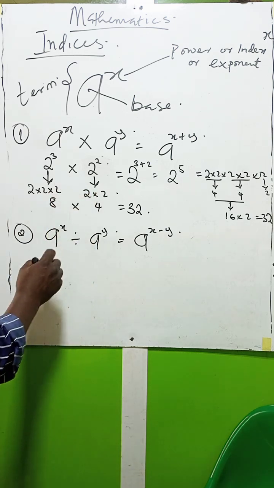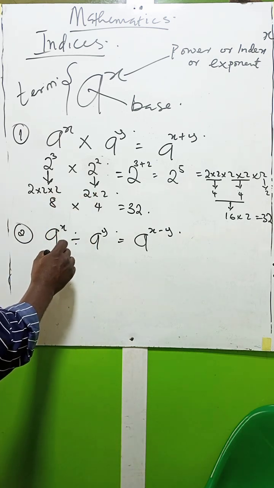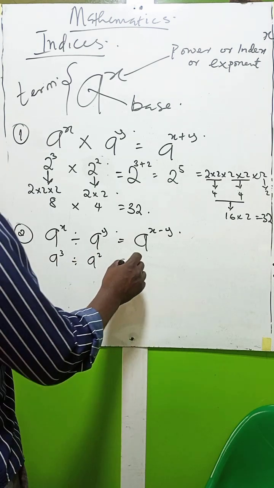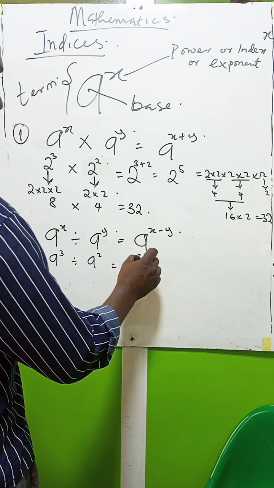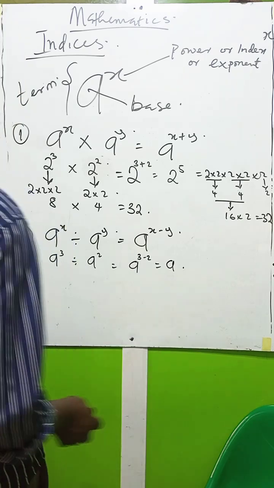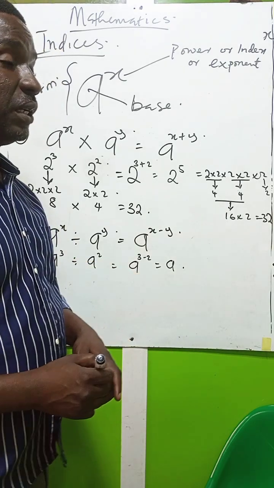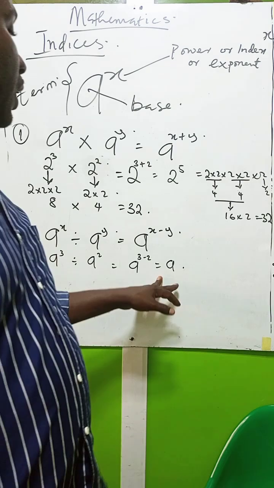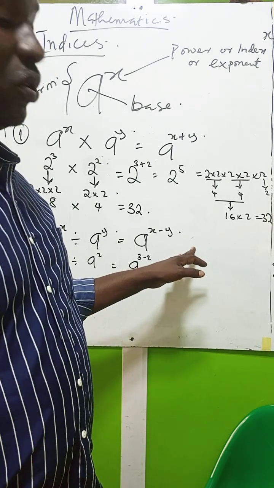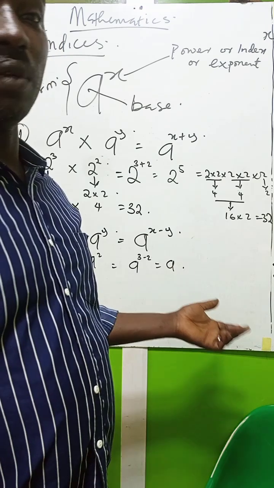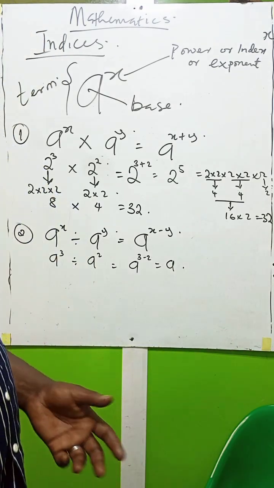Let's take an example of this too. Let's use the same example. A raised to the power 3 divided by a raised to the power 2. It should give us a raised to the power 3 minus 2, which is a raised to the power 1. We don't normally indicate the 1 there because this literally means a single a, which is a raised to the power 1.